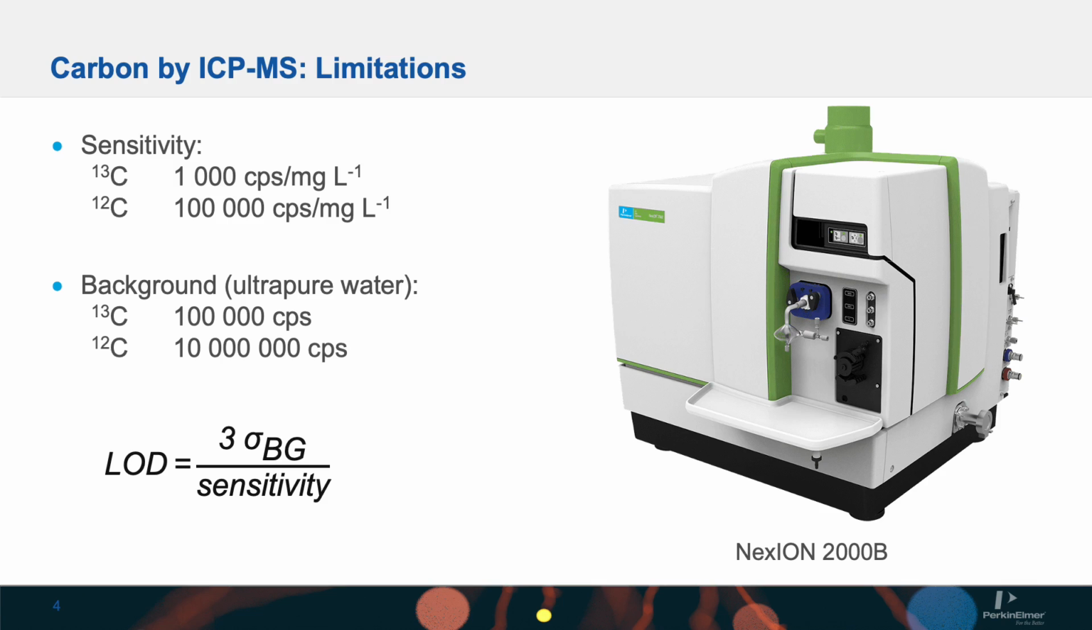This is because the background levels of carbon are also pretty high, at 100,000 counts per second for carbon-13 and 10 million for carbon-12 in water. This background level and its associated standard deviation are the second reason why the detection limits for carbon are so high.